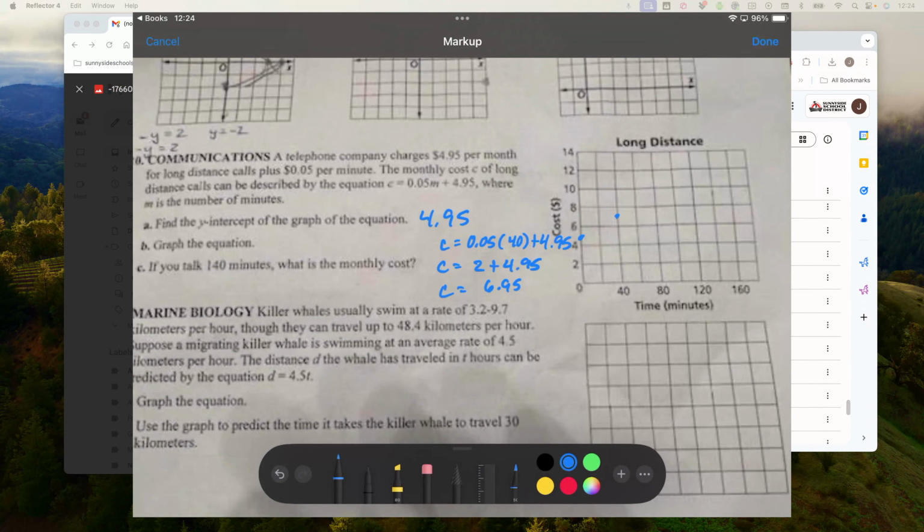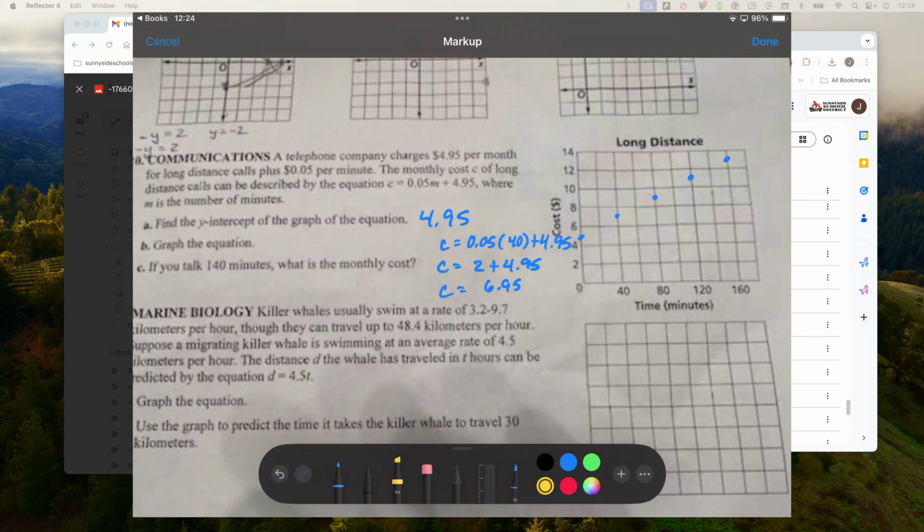Okay. So it looks like for every 40 minutes, the cost goes up by $2. And so for 80, it's going to be $8.95. And you could put that in the equation if you wanted to. You would get $8.95 if you put it in there. Another 40 minutes is going to be $10.95. And then $12.95.